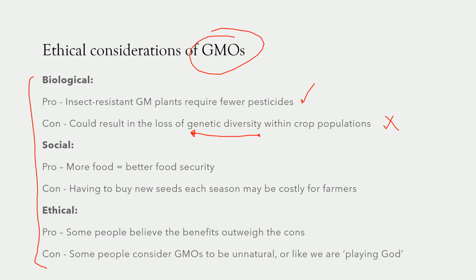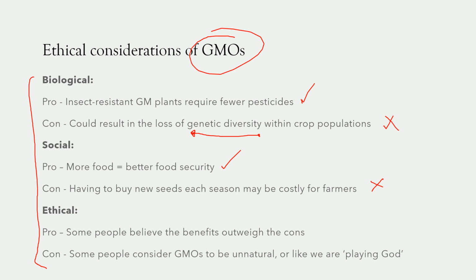One social benefit is that we can produce more food. If we can increase the yield of crop that is being produced every year, and we can have more corn and more of all those foods, we have better food security. But then on the other hand, of course, we do have a con that we'd have to buy new seeds every season. For instance, they might add a new drought tolerance, or they might add this and this and this, which might be very costly to farmers to keep up with all of the genetically modified things that are happening.